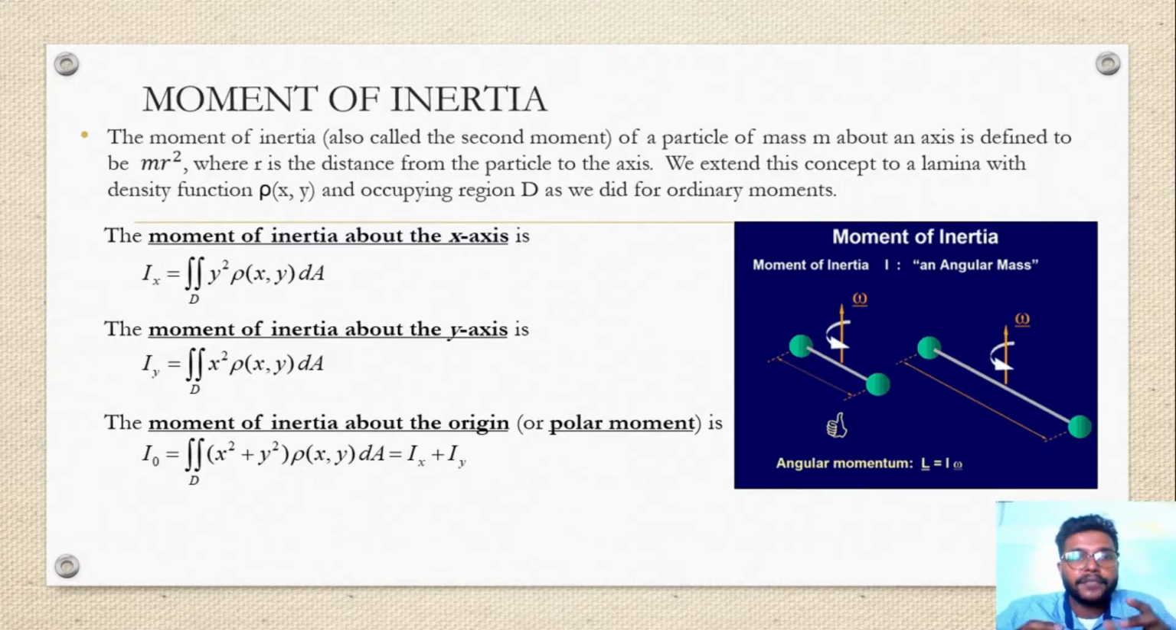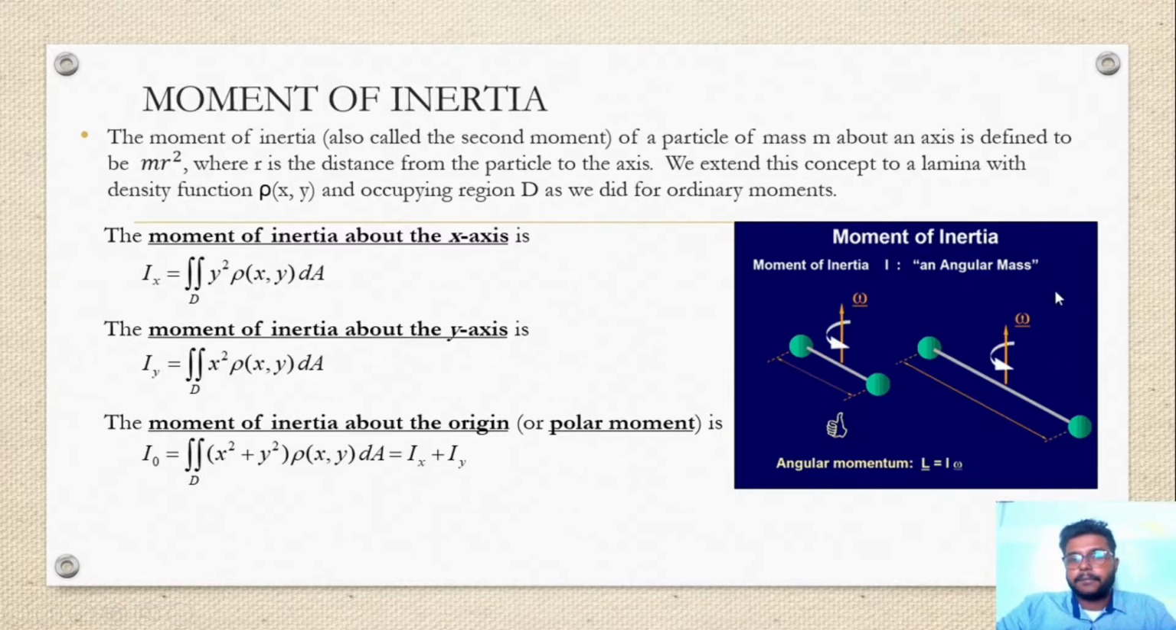The moment of inertia, also called the second moment of a particle of mass m about an axis, is defined to be m r squared, where r is the distance from the particle to the axis. This extends to a lamina with density function occupying the region D. Basically, the parameters to consider are the moment of inertia about the x-axis, about the y-axis, and about the origin. Simple as that, and you can see the formulas listed here.